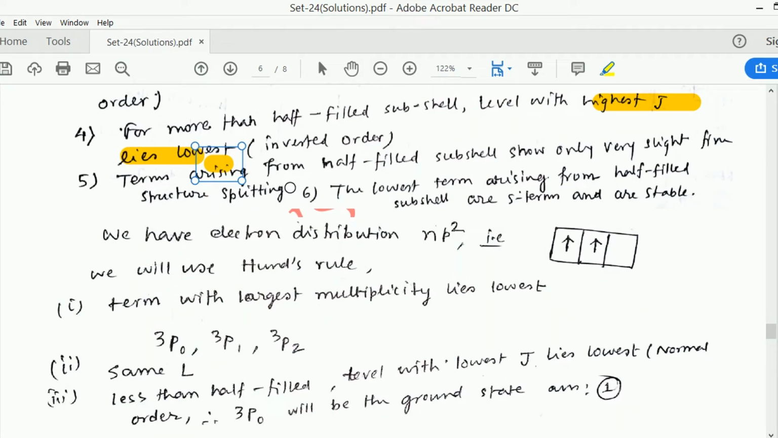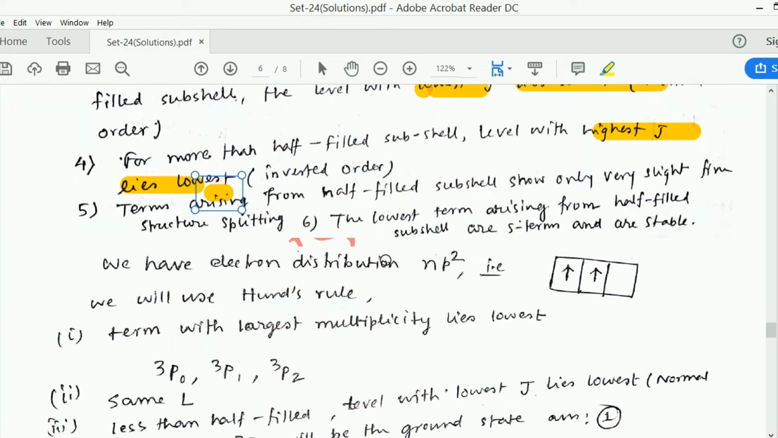Okay, terms arising from a half-filled subshell show only very slight fine structure splitting. The lowest terms arising from a half-filled subshell are S terms and are stable. So in this problem we have the electron distribution np2, meaning 2 electrons in a p subshell, and we will use Hund's rules.